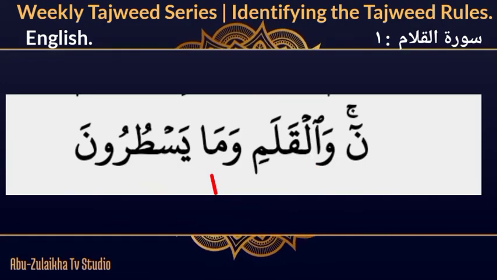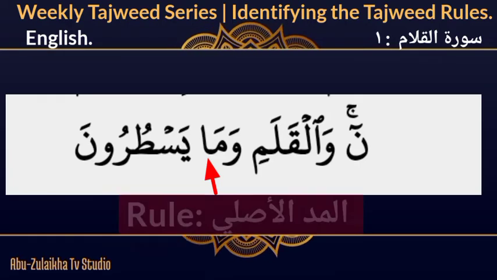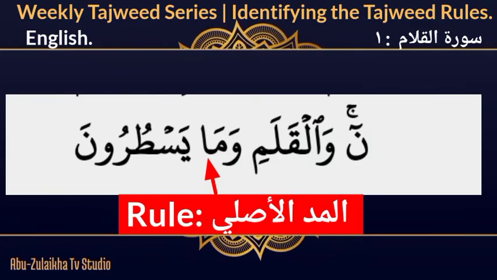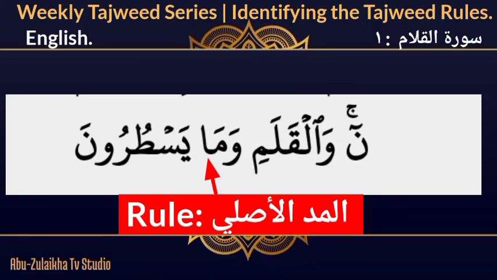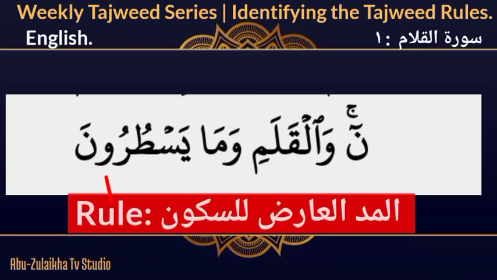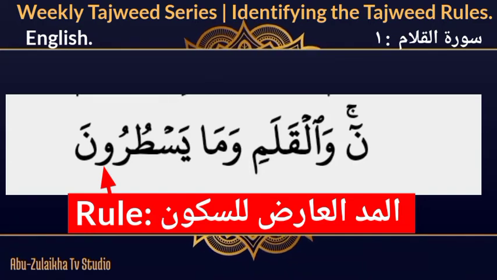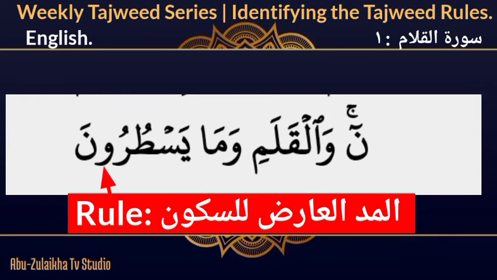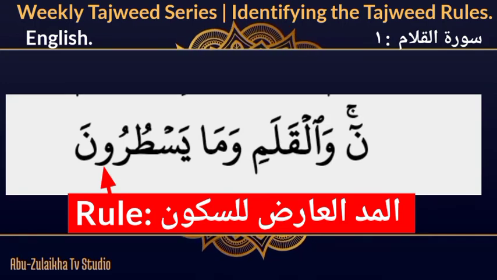وَمَا يَسْطُرُونَ. The letter mim has been elongated for the duration of only 1 second, and this type of rule is known as al-maddul asli. Al-maddul asli. Do you understand it? وَمَا يَسْطُرُونَ. And the last elongation that I just did is known as al-maddul arid lis-sukun. Al-maddul arid lis-sukun. And you can extend it for either 1 second, 2 seconds, or more.